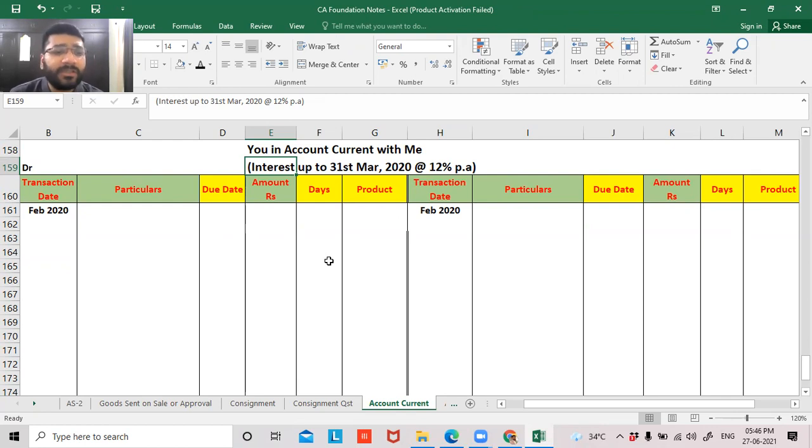Debit side: transaction date, particulars, due date, amount, days, product. And credit side, same: transaction date, particulars, due date, amount, days, product. No change in the format guys. And please note down Feb 2020, so that below we'll just mention the date against each and every transaction. Once all of you are done with the format, give me a heads up, I'll go to the answer.